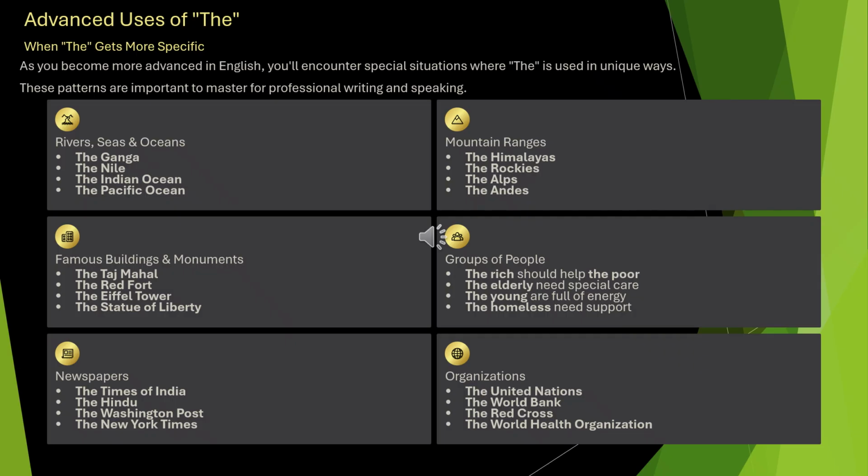Groups of people: the rich should help the poor. The elderly need special care. The young are full of energy. The homeless need support. Newspapers: the Times of India, the Hindu, the Washington Post, the New York Times. Organizations: the United Nations, the World Bank, the Red Cross, the WHO, the World Health Organization.